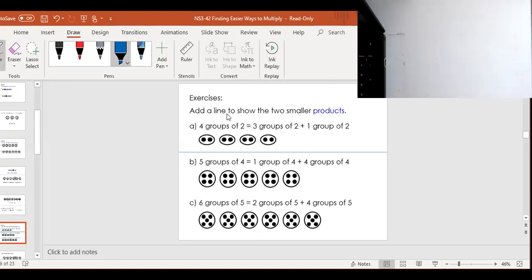So it says, add a line to show the 2 smaller products. So just like we were doing before. They're showing you first, this is showing 4 groups of 2. So we've got 1, 2, 3, 4 groups of 2. That's what this first part's telling us. Then it says to put a line that now makes it 3 groups of 2 and 1 group of 2. So 1, 2, 3. So I'm going to put the line here. 1, 2, 3 groups of 2 and 1 group of 2.